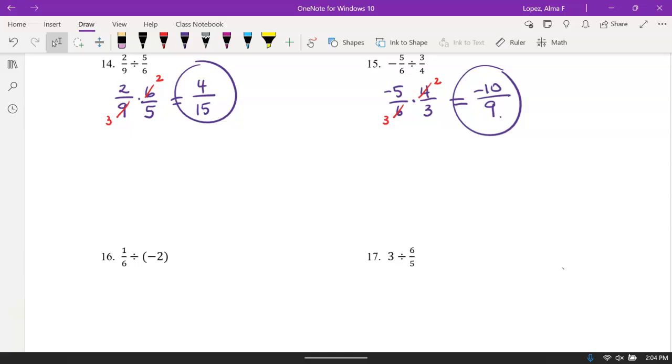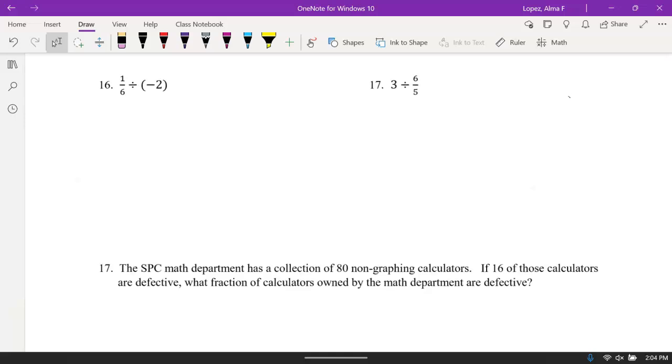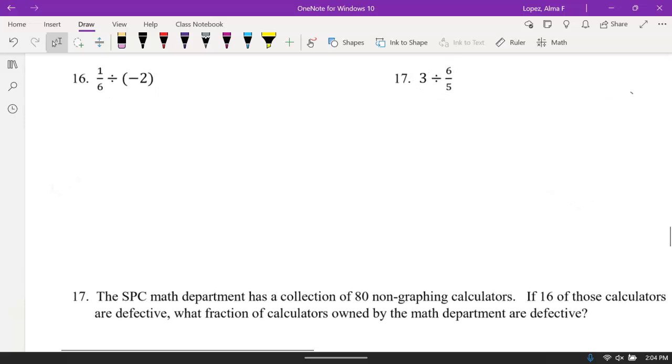And again, pause the video if you need to slow it down. 1/6 divided by -2. I'm going to start off by rewriting this as a multiplication problem. That is 1/6 times. Now I'm going to need the reciprocal of this number, so I'm going to start by putting it over 1. The reciprocal then is going to be -1/2.